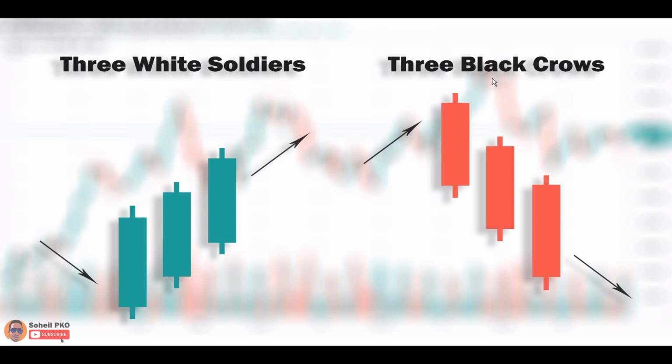And three black crows is similar to three white soldiers but in the opposite direction. It forms at the end of uptrends or near resistance levels. The second candle opens in the body of the first one and closes below the close of the previous candle. And also the third one opens in the body of the second candle, and by closing below the previous close, it confirms the possibility of reversal based on this pattern.